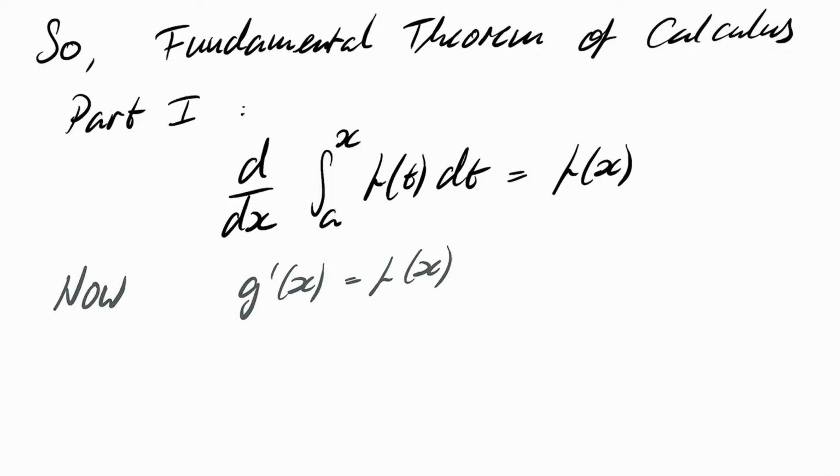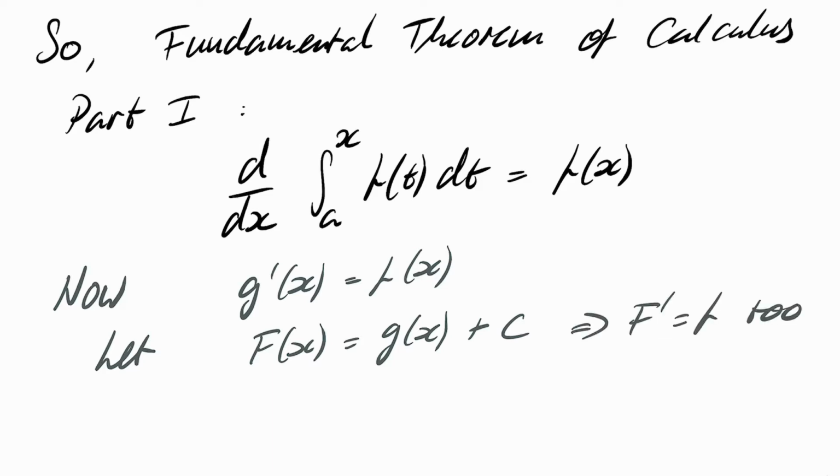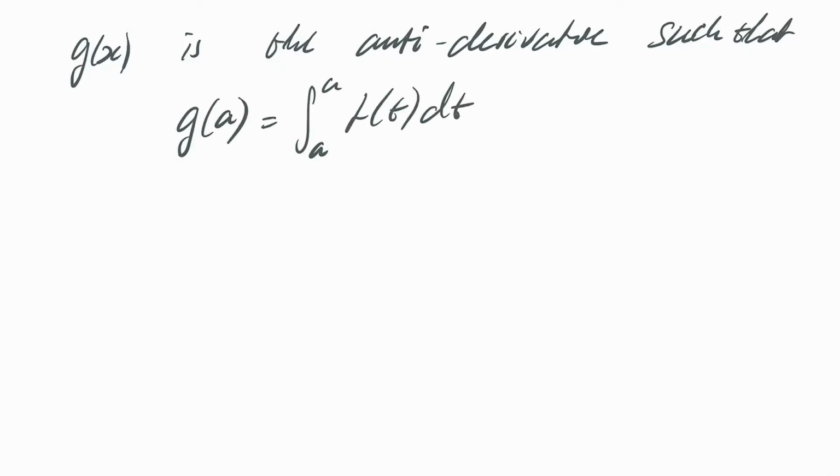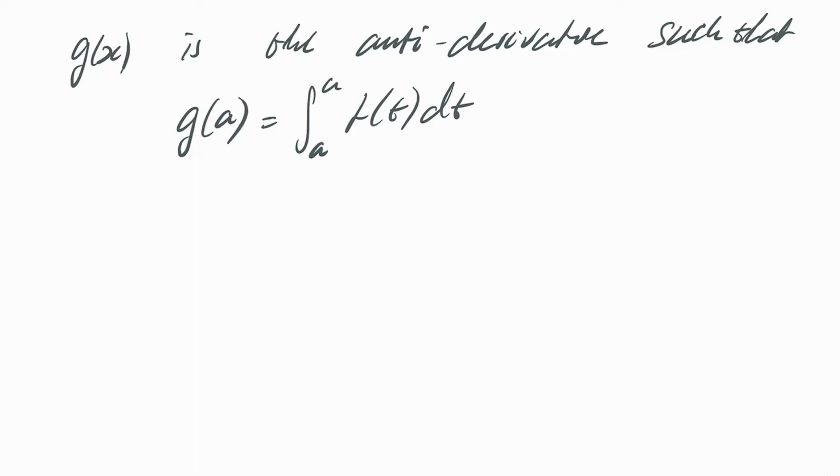Now let's think about what else we've learned. g prime equals f of x, so that means that g is an antiderivative of f. And if I let the function capital F equal g of x plus c, that means capital F is also an antiderivative of f, and in fact is the family of all antiderivatives of f. g is a particular antiderivative which satisfies the following. It's the antiderivative such that g of the number a is the integral from a to a of f of t dt, and geometrically this means that there is no area at all. We're not integrating over any range of the function. And so this is just equal to 0.